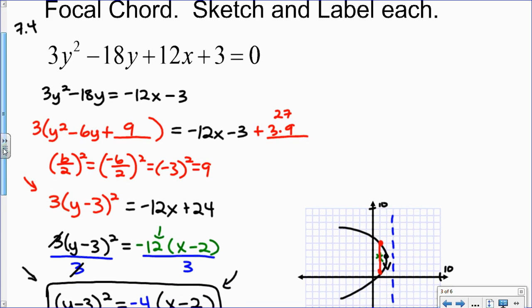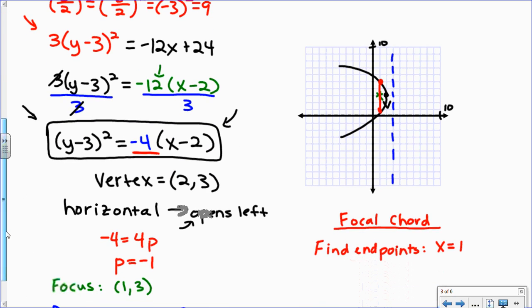Wait, how do you know it's going to go to that part? Is it through the focus? Yes. So x is 1 because it has to go through the focus. So I'm going to plug that in. So 3y squared minus 18y plus 12x, so plus 12 times 1 plus 3 equals 0.